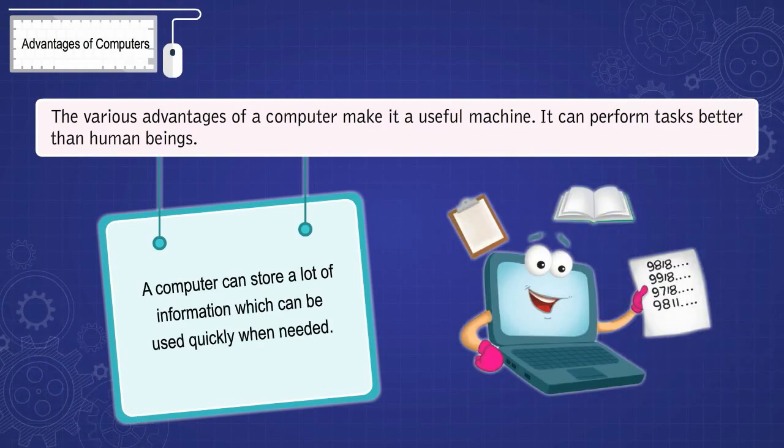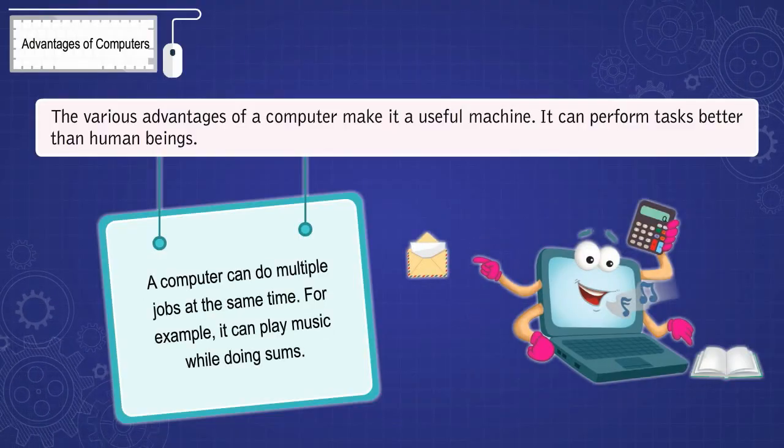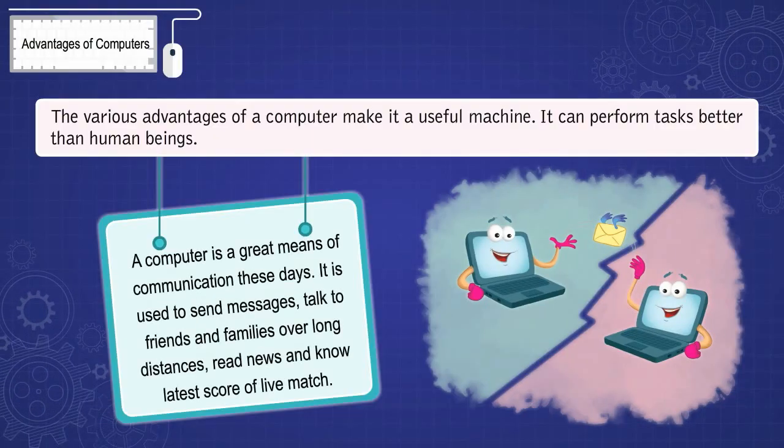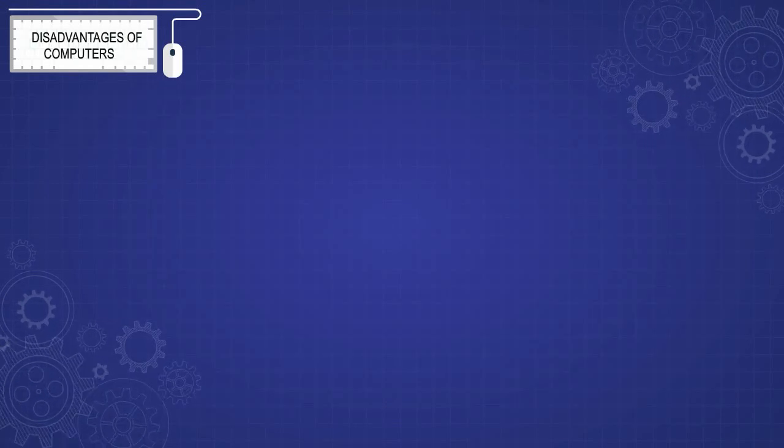A computer can store a lot of information which can be used quickly when needed. A computer can do multiple jobs at the same time. For example, it can play music while doing sums. A computer is a great means of communication these days. It is used to send messages, talk to friends and families over long distances, read news and know latest score of any match.